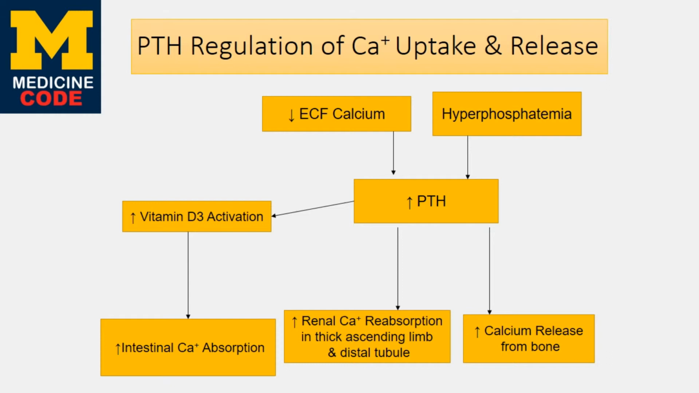The other type of metabolic bone disease is osteomalacia, which is caused by aluminum toxicity and vitamin D deficiency. It presents with proximal muscle weakness and wasting.